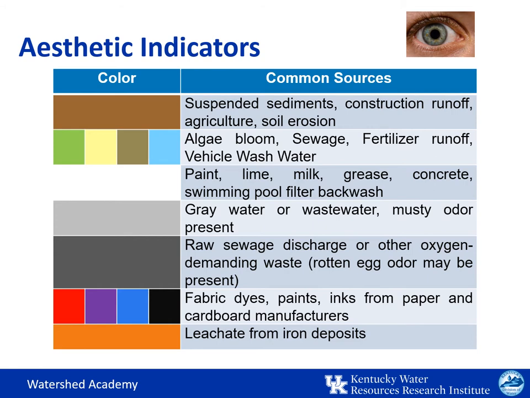A gray color can indicate gray water or wastewater, especially if there's a musty odor present. A blacker gray color would indicate a raw sewage discharge or other oxygen-demanding waste, and the rotten egg smell may be present with this as well. If you get some strong blues, reds, purples, or blacks, that can indicate fabric dyes or paints, maybe inks from paper or cardboard manufacturers. And an orange color can indicate a leachate from iron deposits.